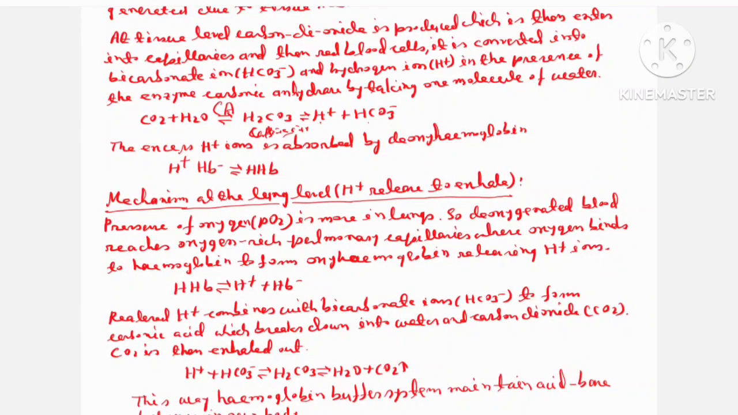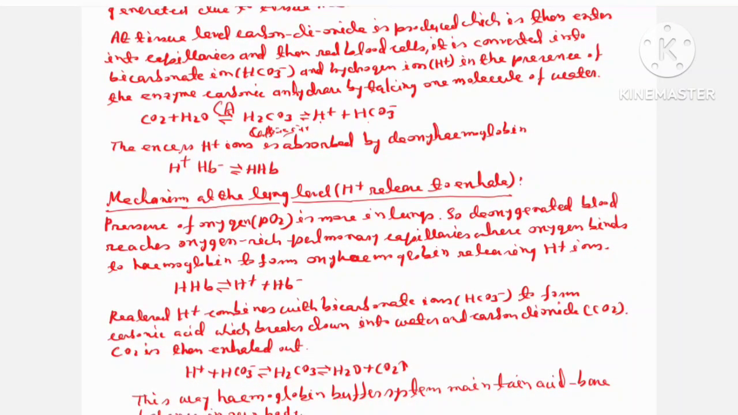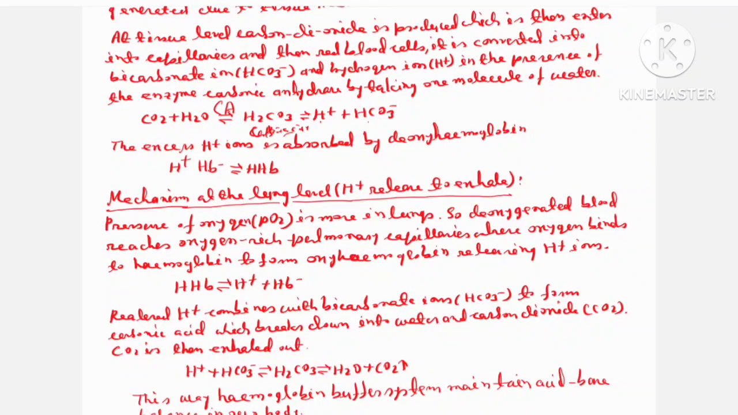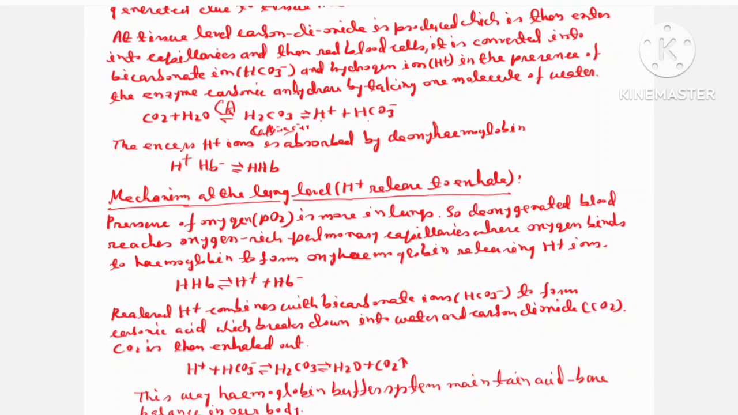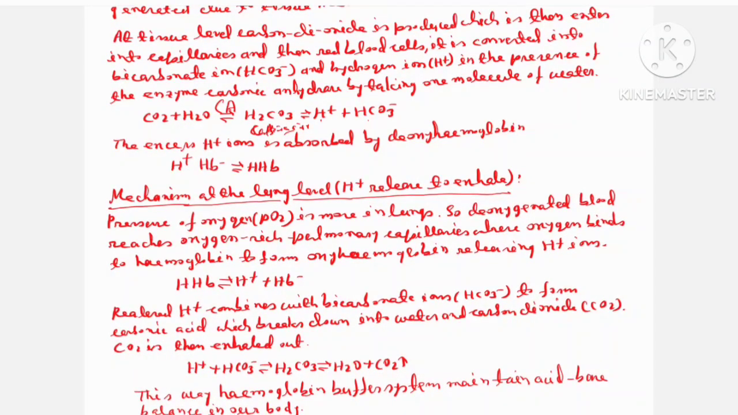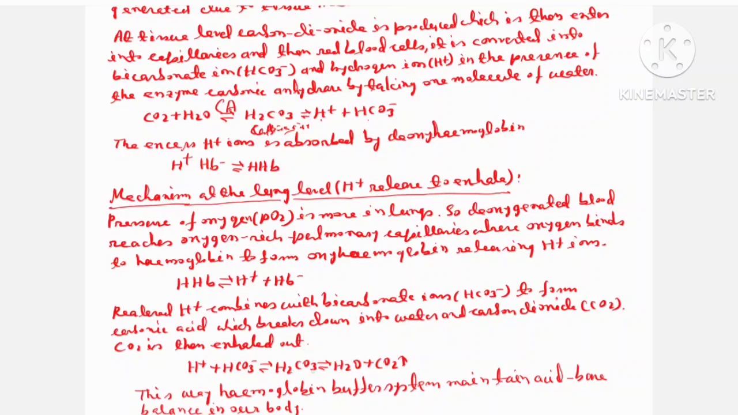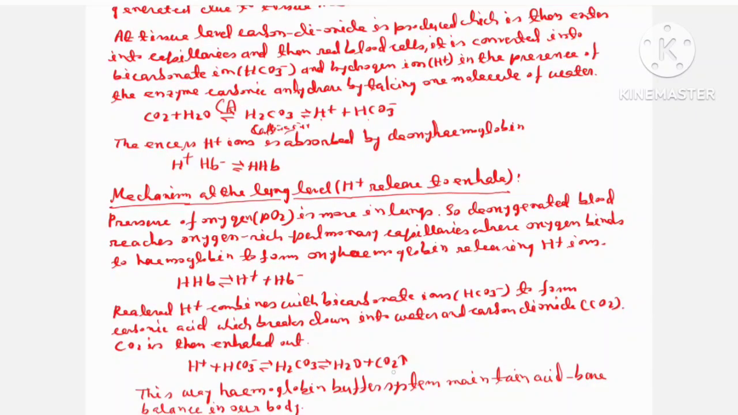Now the released H plus combines with bicarbonate ions, HCO3 minus, to form carbonic acid, which breaks down into water and carbon dioxide. Now the carbon dioxide is then exhaled out. H plus plus HCO3 minus gives carbonic acid, H2CO3, which gives H2O plus CO2.